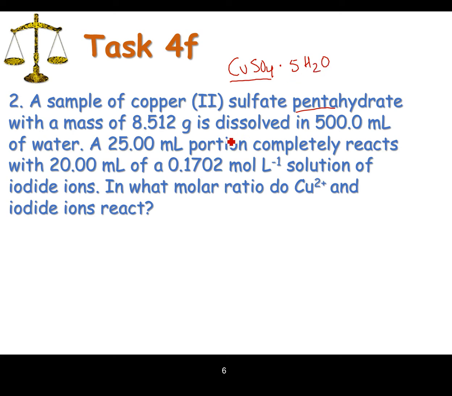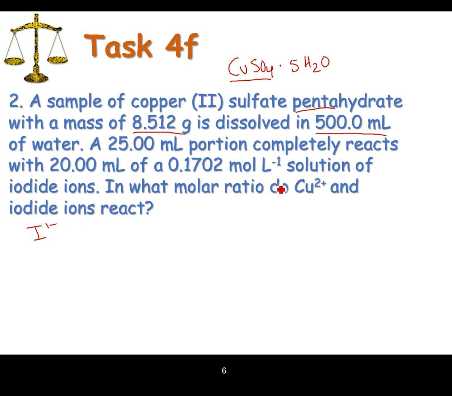So be aware, a crystal with a mass of 8.512 grams is dissolved in 500 milliliters of water. A 25 milliliter portion completely reacts with 20 mL of a 0.1702 mole per liter solution of iodide ions. So the iodide ions, I⁻ ions.